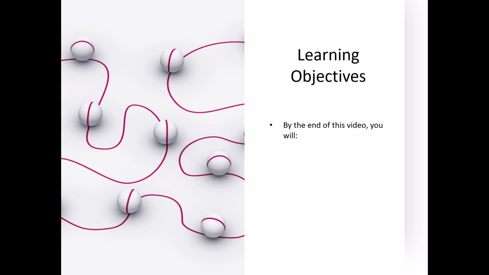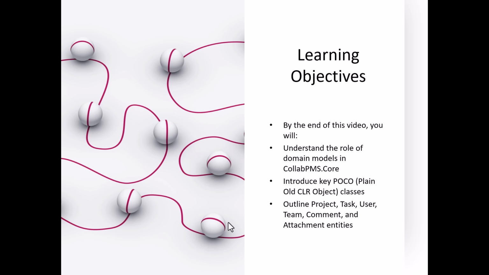So what are the learning objectives? You can go over this, but let me also make a summary of what we are going to learn: understand the role of domain models in CollaborativePMS.Core. Remember, we created 3 projects in our collaborative PMS solution. One was the core project, another was the infrastructure, and the third was the web API project. Core and infrastructure projects are class libraries. We'll create the POCO classes for project, task, user, team, comment, and attachment, and include navigation properties for relationships to be mapped later, and prepare for Entity Framework Core integration and database migrations.